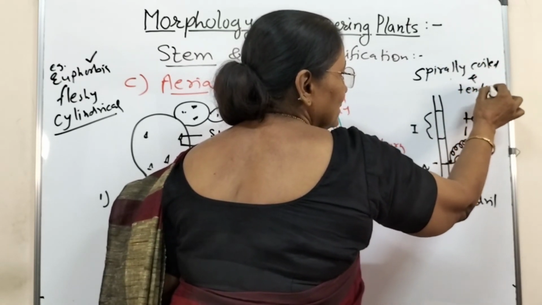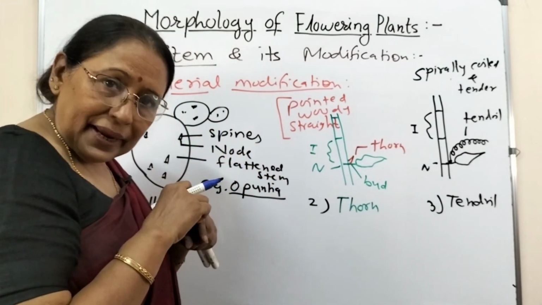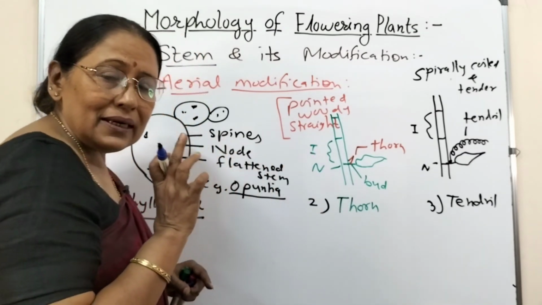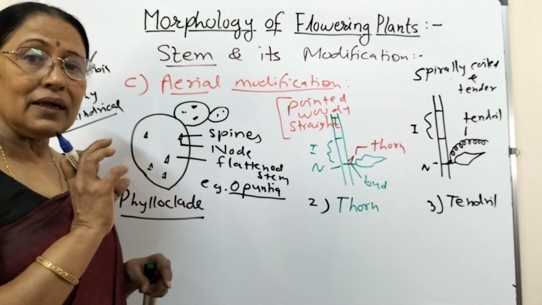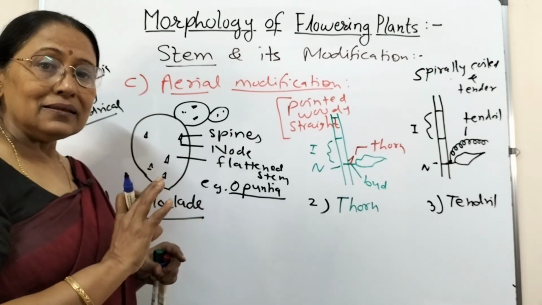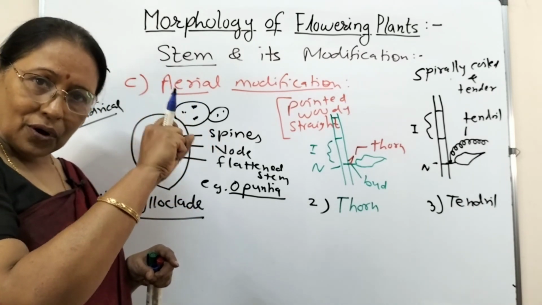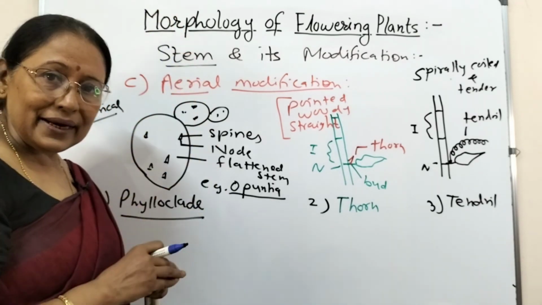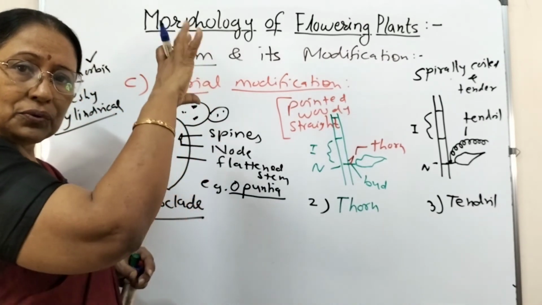This is not hard. This is not like the thorn. This is not meant to cause pain. Wherever in whichever plant tendrils are present, that means that plant stem cannot stand erect on its own. It is weak in the sense it cannot stand erect. So these tendrils get hold of any external object so that now the stem can go erect. They get hold of the external object and then they help the stem to climb.